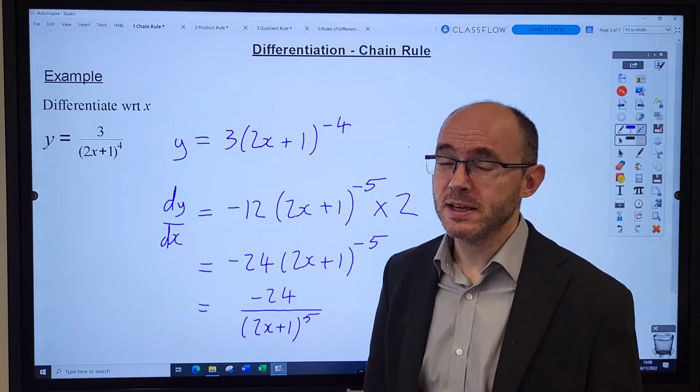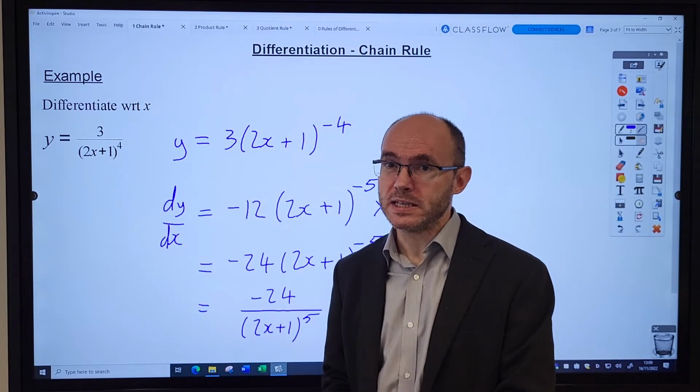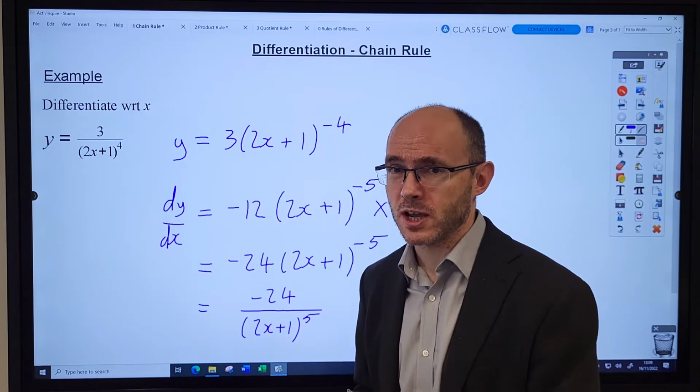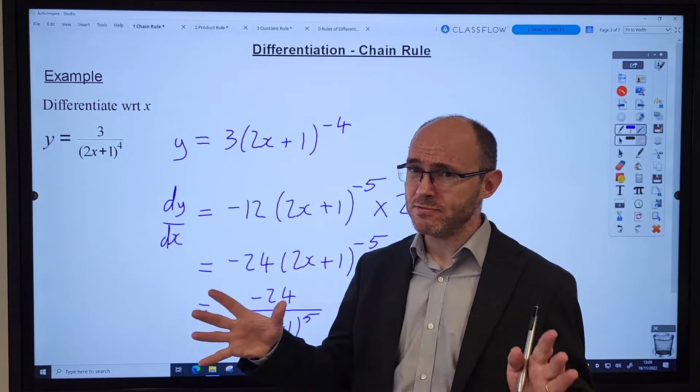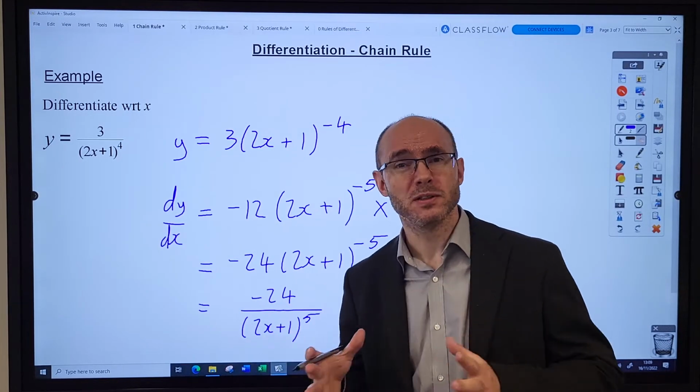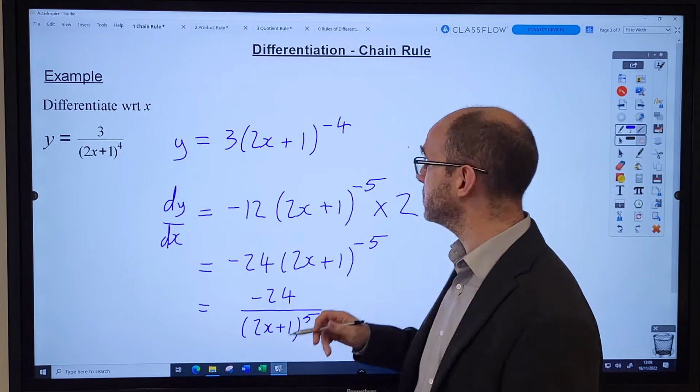Hope you find this easy, because they need to be easy for you, okay, because there's much harder differentiation coming up in the year 13 course than this. You have to use the chain rule pretty much every differentiation question you do, so you need to get used to doing this as quickly as possible.